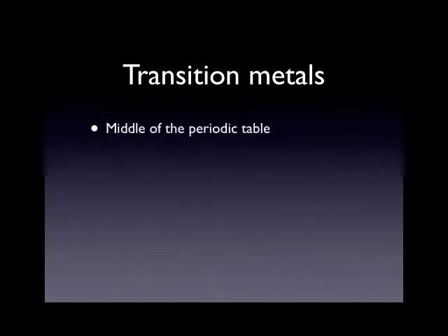Transition metals are the middle section of the periodic table, that little kind of recessed portion from columns or groups 3 through 12. They form more than one ion. An example here is iron. Iron sometimes will lose 2 electrons, and other times iron loses 3 electrons, depending on what it's bonding with. So multiple charges. Those are kind of tricky.